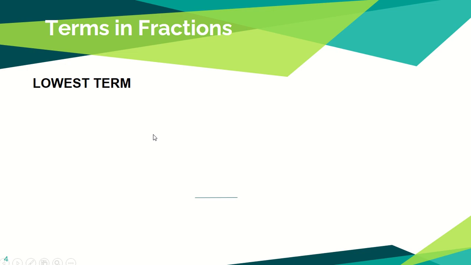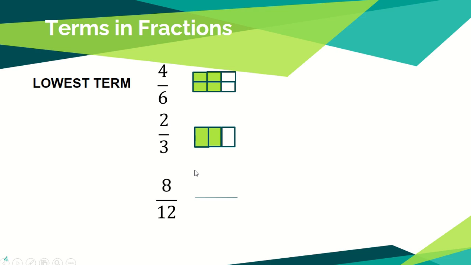Another term, we have lowest term. 4/6. 2/3. Ito yung mga picture niya. We have 8/12. If you will notice, magkakasing laki lang naman may shade. Iba-iba lang yung pagkakahati. So, this 4/6, 2/3, and 8/12 are equal fractions. Pero yung 2/3 ang fraction in lowest term. Ito yung pinakamababa kasi yung mga number niya.